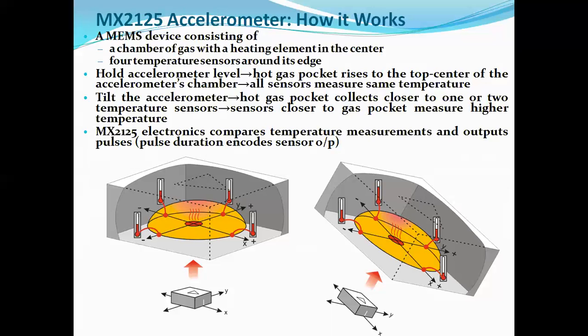So let us have a glance over these accelerometer levels. The hot gas packet rises to the top center of the accelerometer chamber. All these sensors measure the same temperature, so a similar temperature will be measured, without variations or fluctuations, even if it has been tilted or rotated towards its 360 degrees orientation.